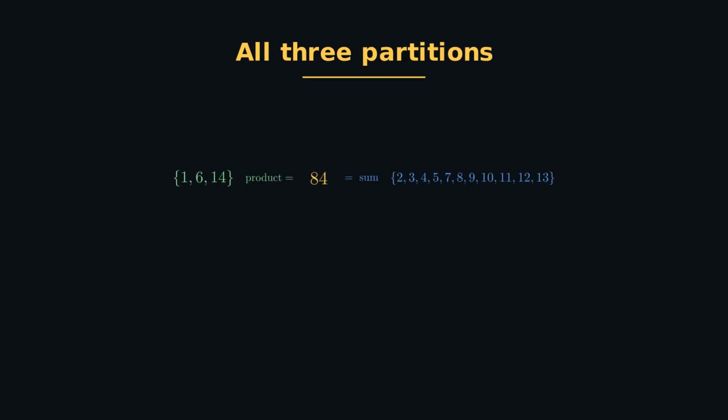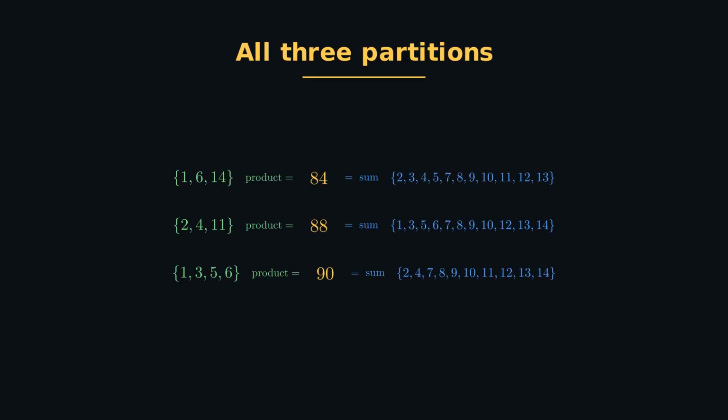So now we have found all three ways to partition the numbers 1 to 14 into two distinct sets, such that the product of the numbers in one set is equal to the sum of the numbers in the other set, and there are no other solutions besides these three.